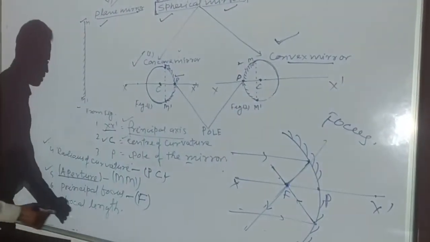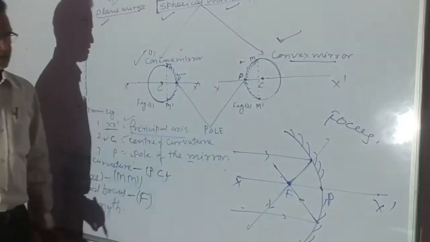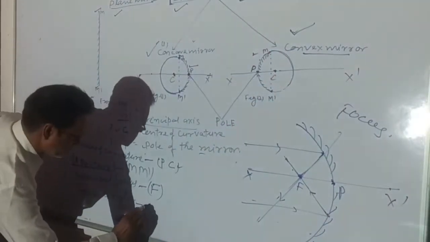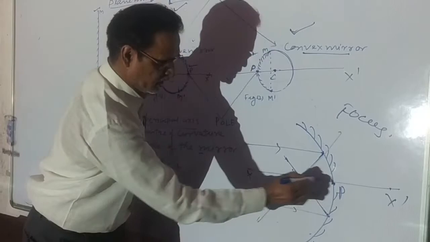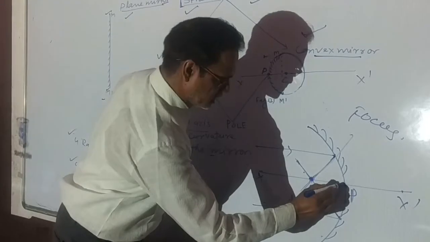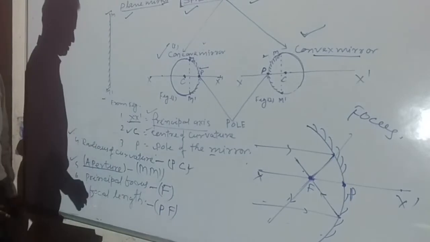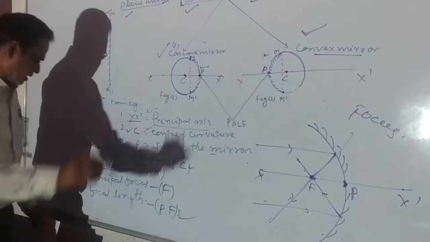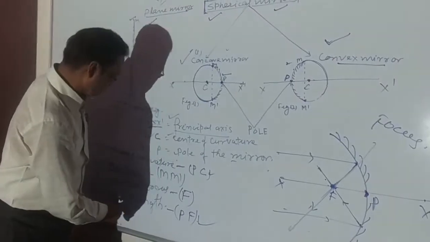Okay? Now focal length. Focal length क्या होता है? Focal length means होता है वक्रता दूरी. Okay? Focal length, this one, PF. The distance between pole and the principal focus is called focal length. Okay? So this is PF. From figure, PF is the focal length. The distance between pole and the focus is called focal length.